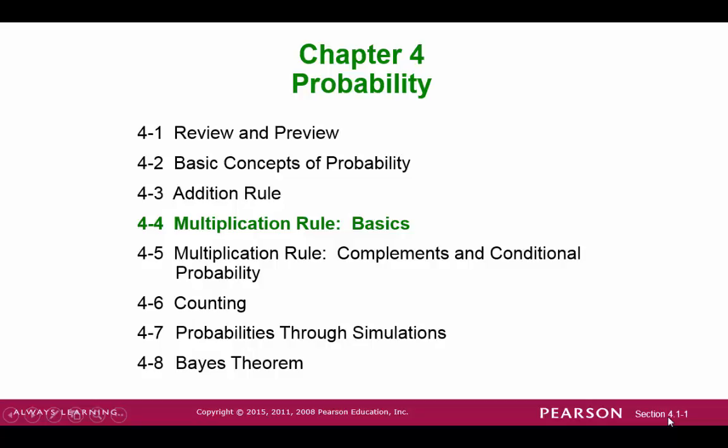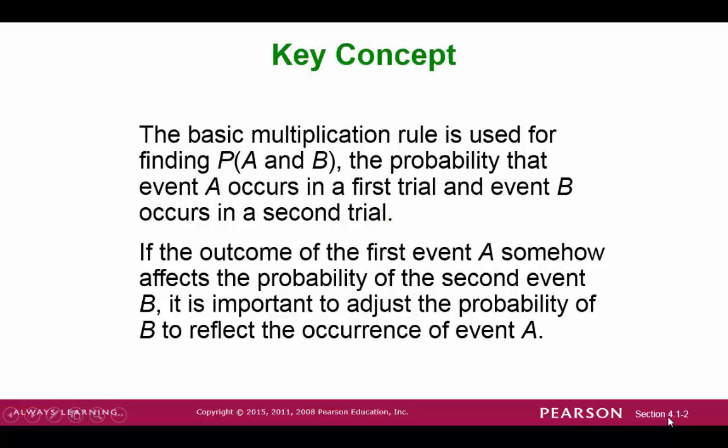Section 4-4, Multiplication Rule, Part 1. The main idea in this section is to find the probability of another compound statement. This time, we'll be looking at two events that we're conducting in sequence, one after the other. We will use multiplication, and the key word is AND.